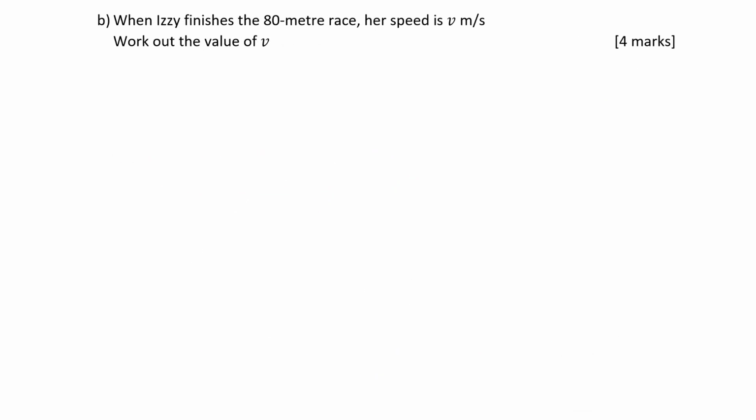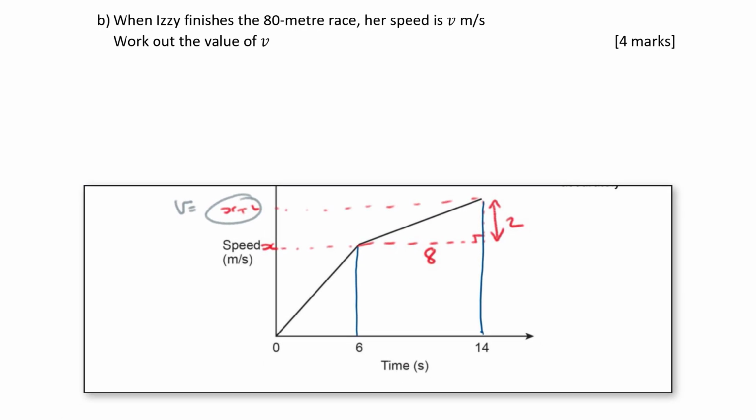What's part B say? When Izzy finishes the 80-meter race, her speed is v. Work out the value of v. Okay, so we actually need to then work out what this value up here is going to be. So this thing earlier I called x plus 2, that's going to be the v that I need to find then, isn't it?